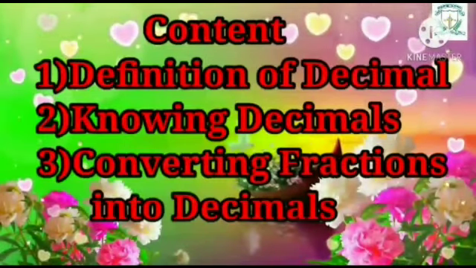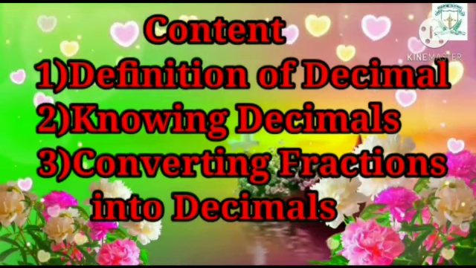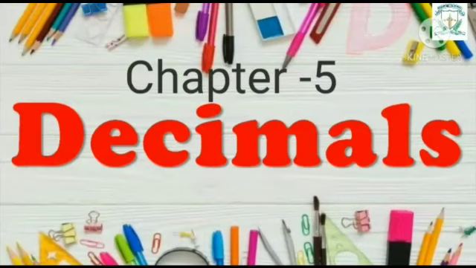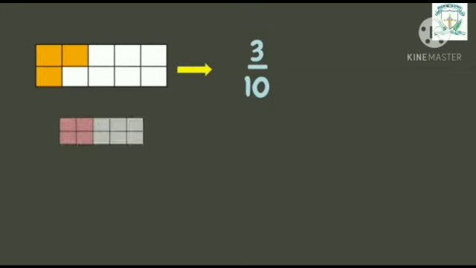Today's content: definition of decimal, knowing decimals and converting fractions into decimals. Chapter 5: Decimals. Let us learn about interesting concept of fractions. We have 10 squares, out of which 3 are colored squares. In fraction, it is 3 by 10.